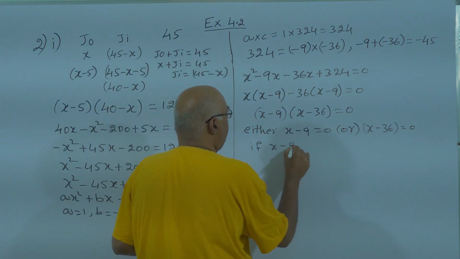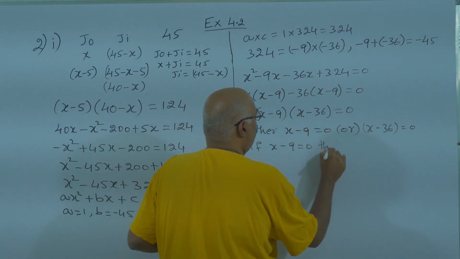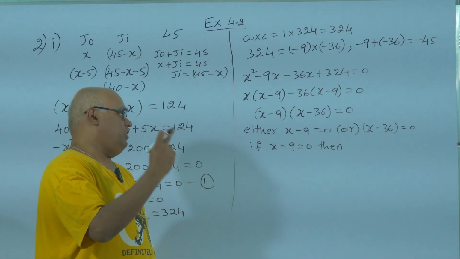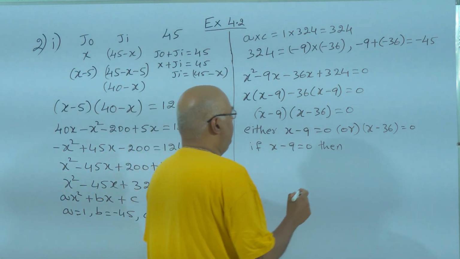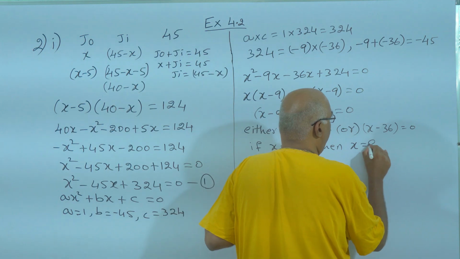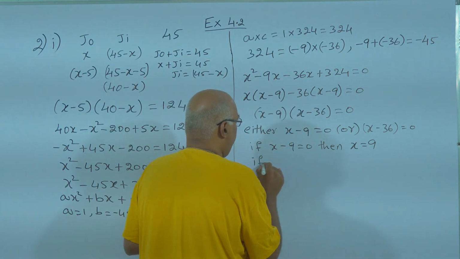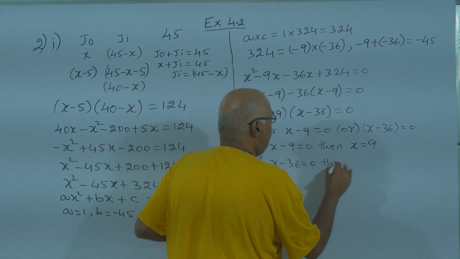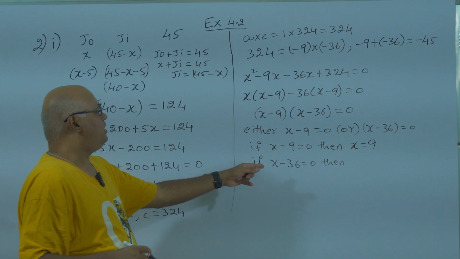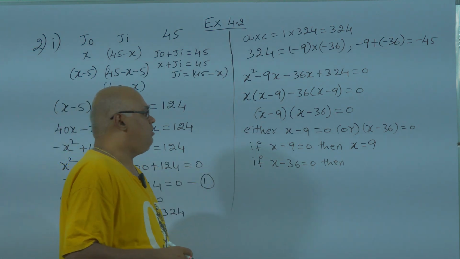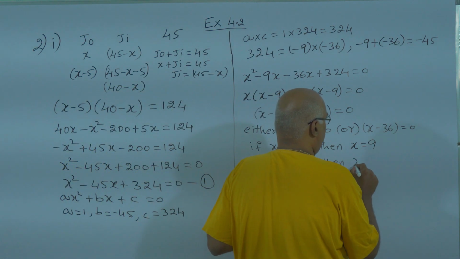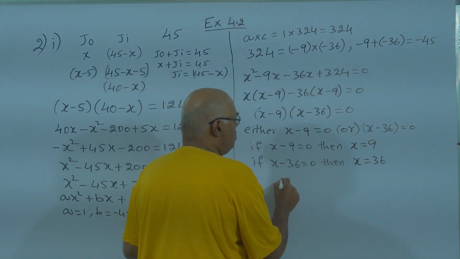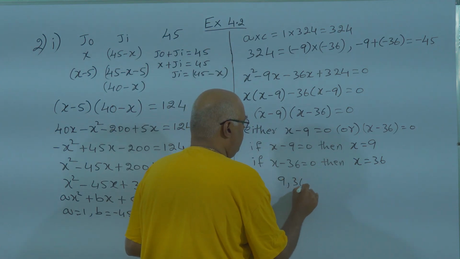If x minus 9 is equal to 0, then on the left side of the equal to sign, I have minus 9. If I take this minus 9 to the other side of the equal to sign, it will become plus 9. Then x will be equal to 9. In the same way, if x minus 36 is equal to 0, then on the left side of the equal to sign, I have minus 36. If I take it to the other side of the equal to sign, it will become plus 36. So x is equal to 36. So x can take values 9, 36.